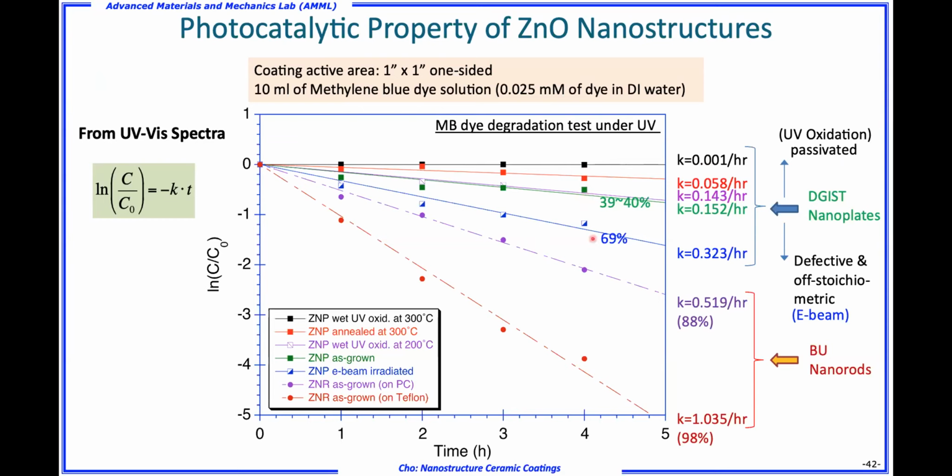On the other hand, if it is exposed to the electron beam, then the defect population dramatically increases, and the performance also increases dramatically, to about 70% degradation after 4 hours. That indicates that by controlling the surface defect population, we can control the photocatalytic property, as shown in this example.